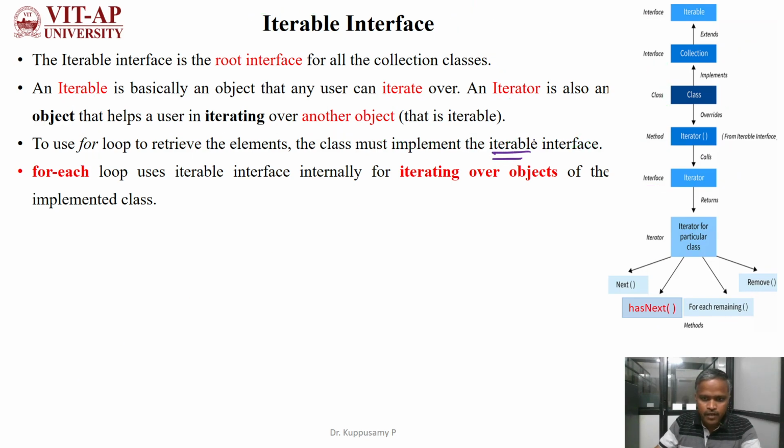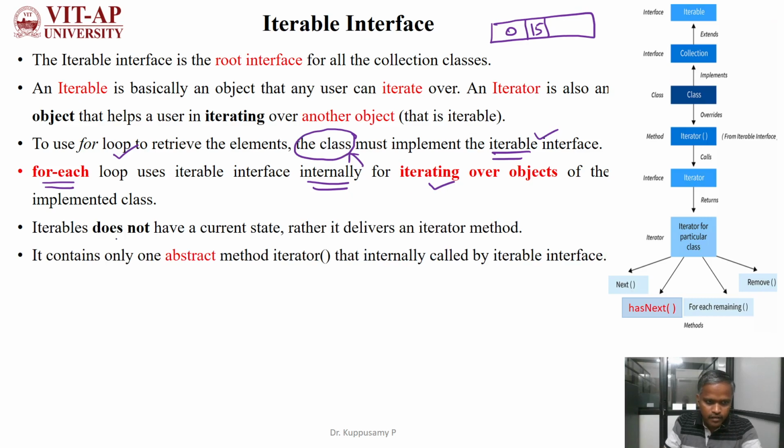Iterable interface. When we are defining a user defined class to use the for loop to move the cursor from one element to another element, then we have to use the Iterable interface with the user defined class. And when you want to use the Iterable interface in the for each loop, that is the enhanced for loop, it will use that Iterable interface internally to move the cursor from one object to another object.